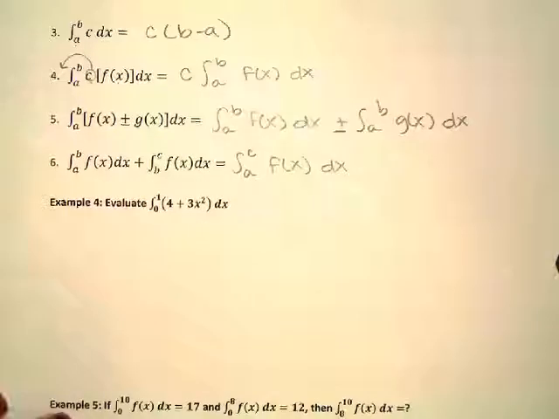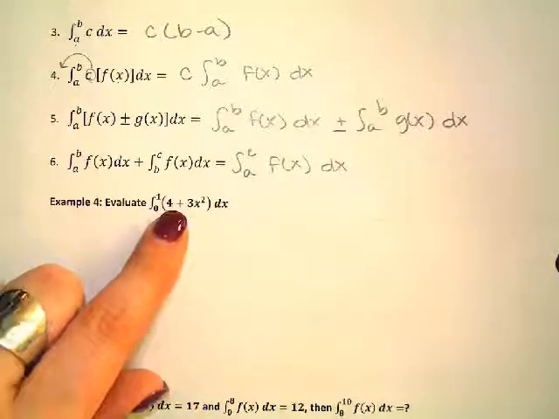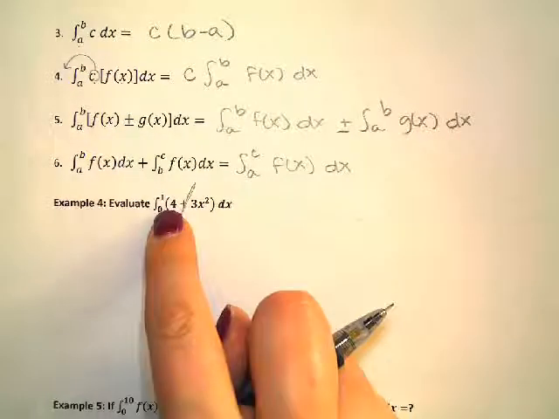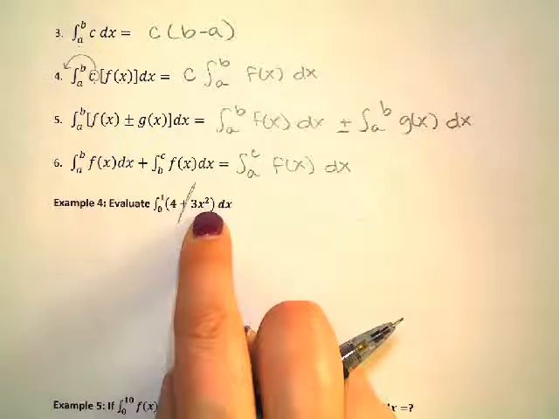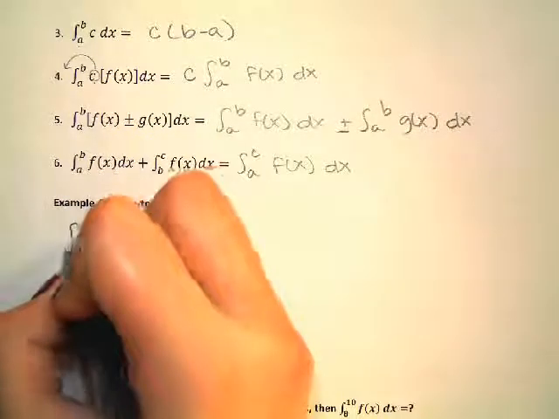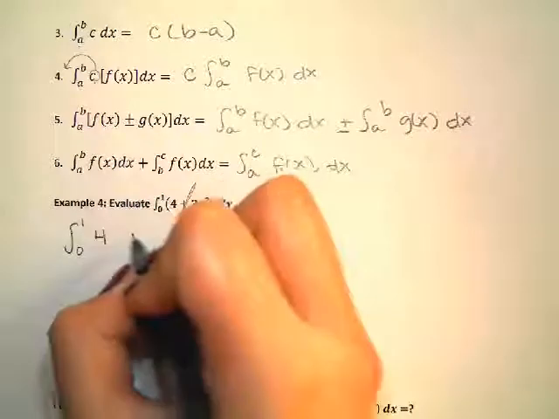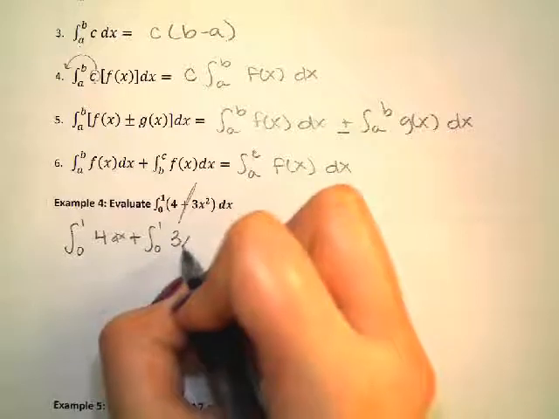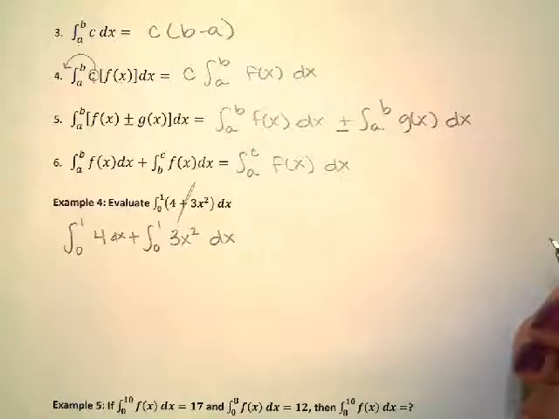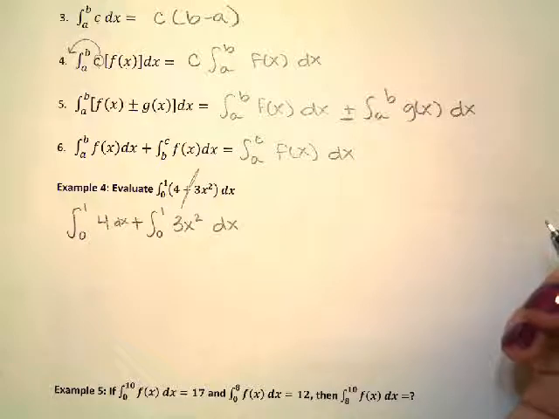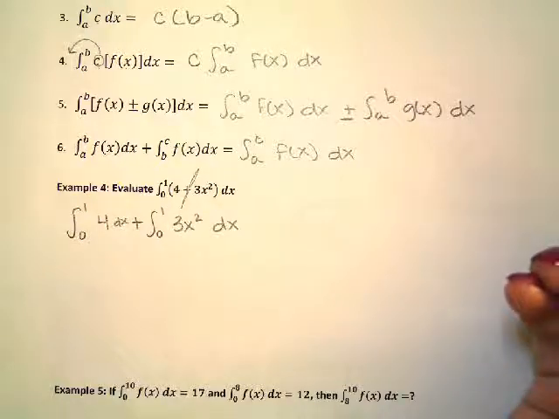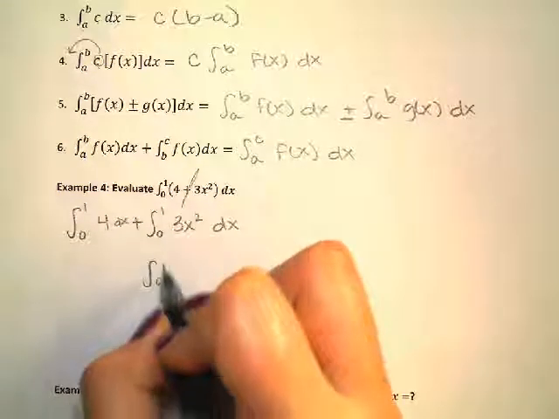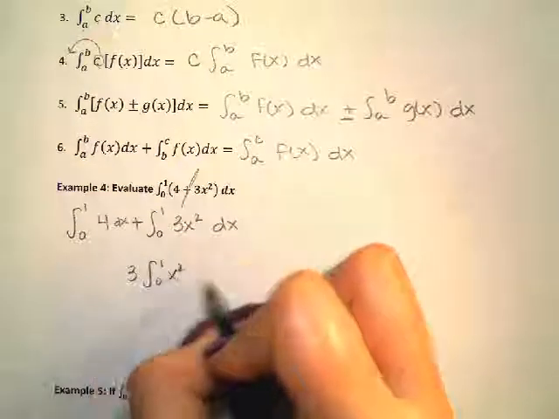Okay. So for example 4, we're actually going to use a combination of these properties. So I'm going to go ahead and just split it up, and I'm going to call the 4 f of x and the 3x squared g of x. So I'm going to say the integral from 0 to 1 of 4 dx plus the integral from 0 to 1 of 3x squared dx. And with this one, I'm going to take that 3 and move it to the front. So I'm going to say from 0 to 1, I'm going to put the 3 in the front, x squared dx.